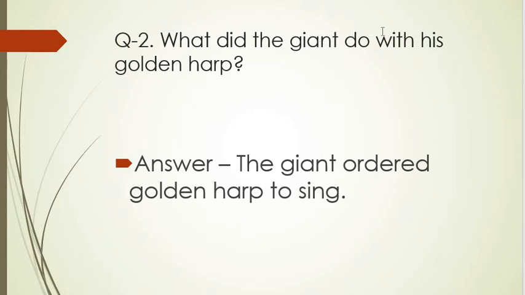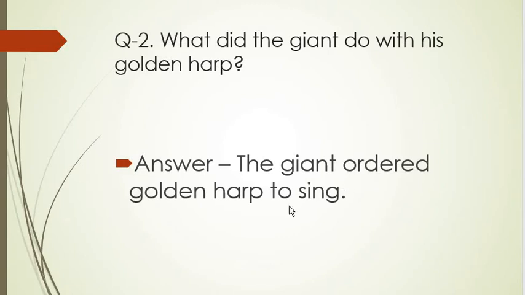What did the giant do with his golden harp? Harp, I hope students you remember harp was the musical instrument. Yes. So harp is the musical instrument, you know that, and I hope you've written the answer. And the giant ordered golden harp to sing, and as soon as I display the answer you just write it down and also listen at the same time. So what did the giant do with his golden harp? Answer is the giant ordered golden harp to sing.